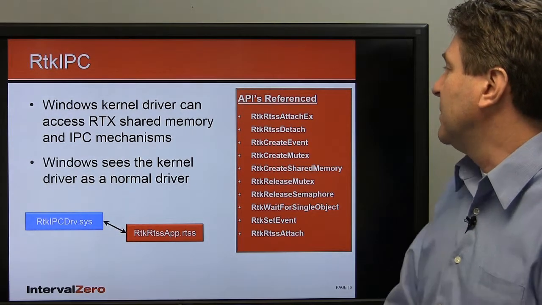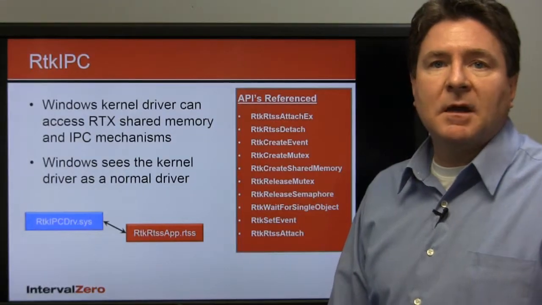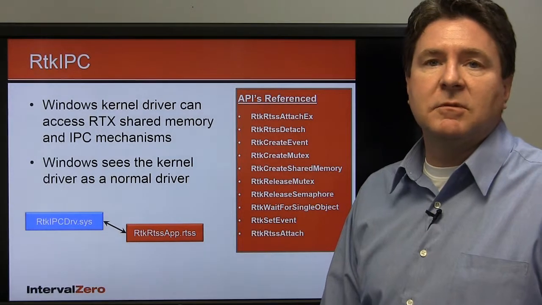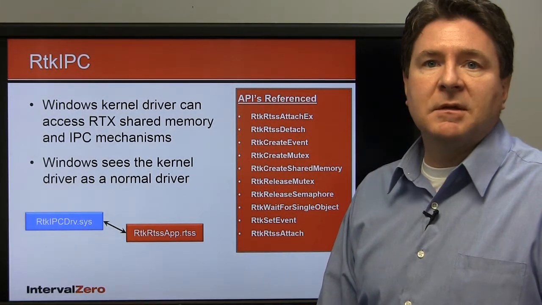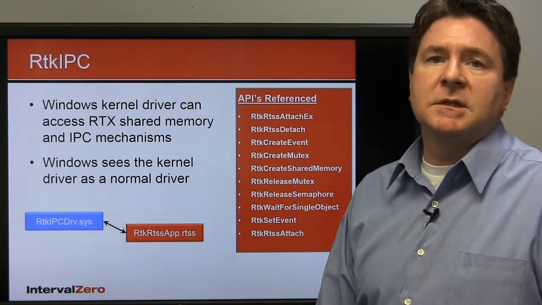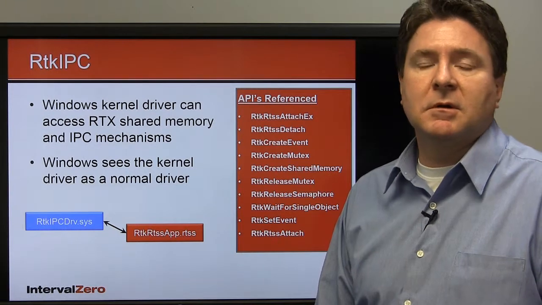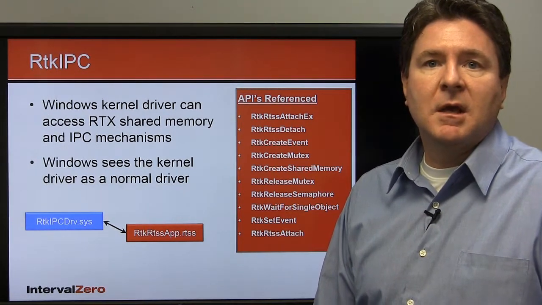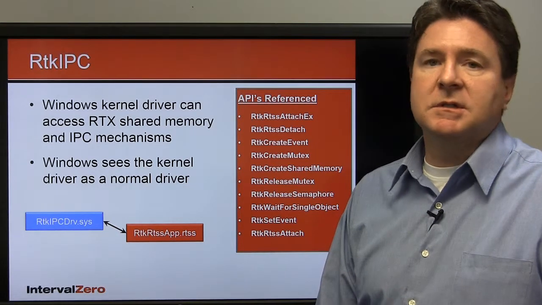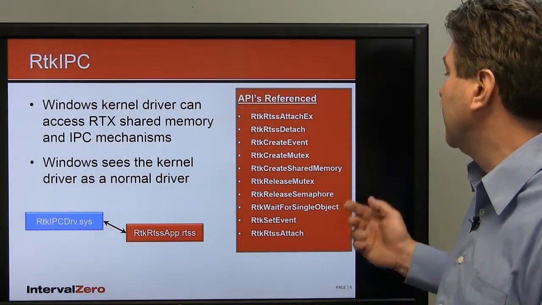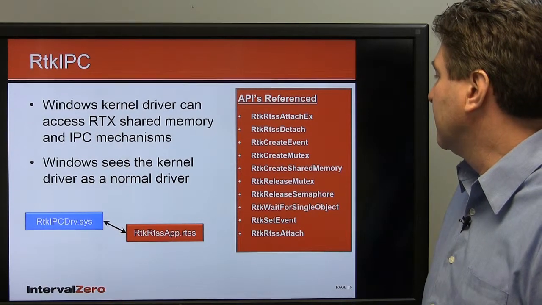So the first API is the RTK RTSS attach and detach function, and that is required because the one process is running in the Windows kernel. And in this example we show some of the other methods of IPC mechanisms. One is mutexes to protect the memory, and semaphores to do the signaling. So in much the same way, they both use a wait for single object, and they can use semaphores or events to do the signaling.